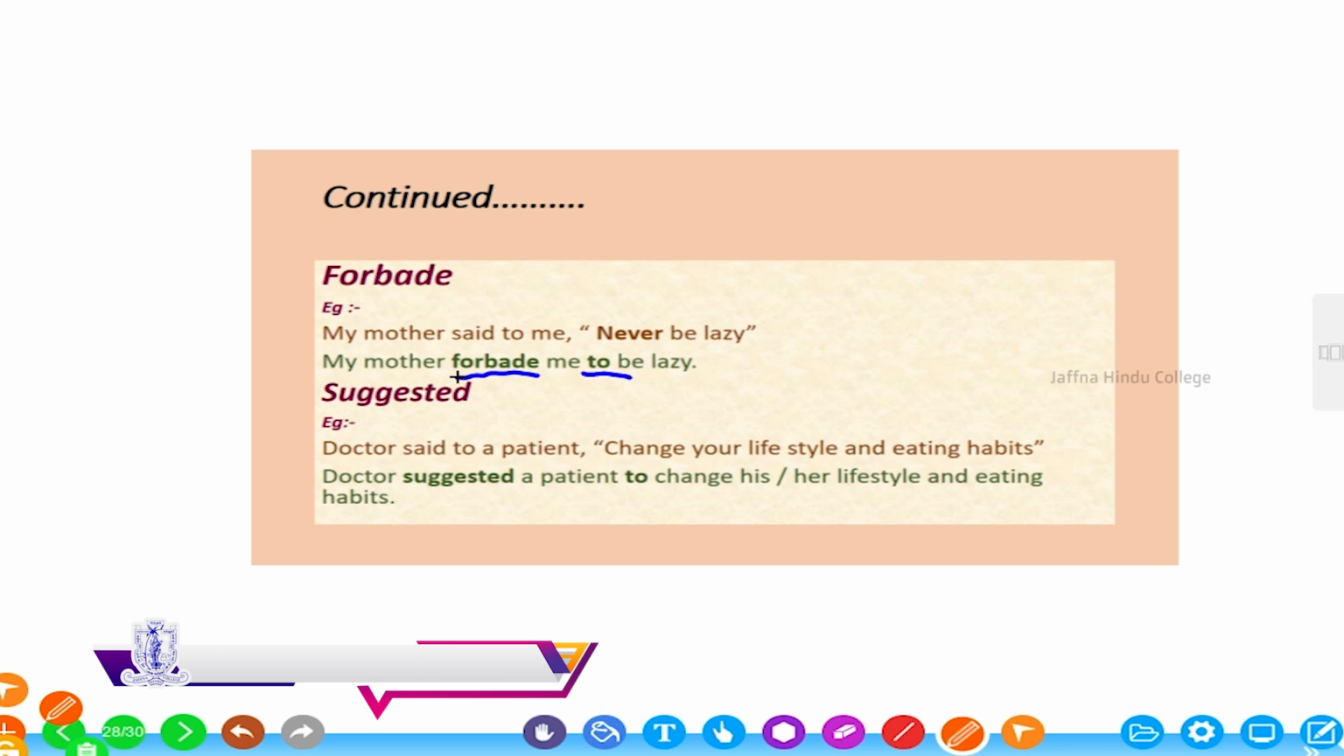The last one, suggested. The doctor said to a patient, change your lifestyle and eating habits. So it is a suggestion. The doctor suggested the patient to change. The patient may be female or male, so your may be his or her lifestyle and eating habits.